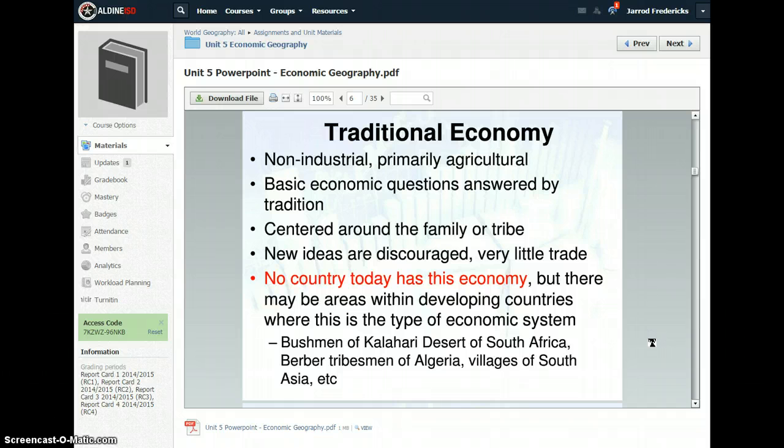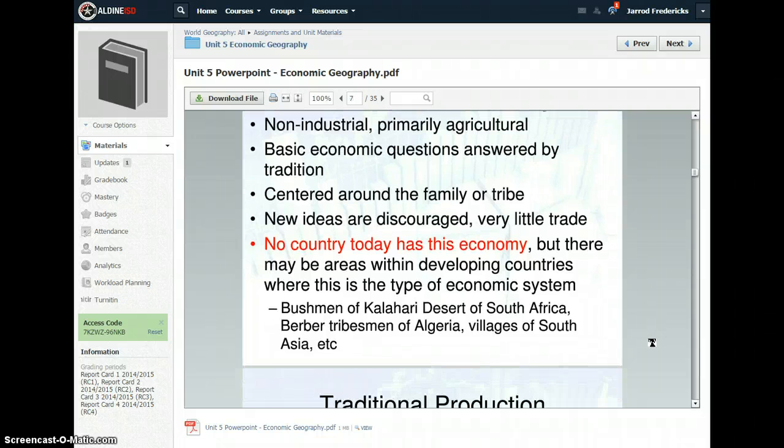This means that new ideas are discouraged and there is very little trade because there's no innovation. There are no new ideas to improve their lives. They instead are doing the same thing generation after generation. No country today has this economy, but there are developing countries on the lower end of the industrial spectrum where this type of economic system exists in small areas. My examples here are the Bushmen of the Kalahari Desert in South Africa, the Berber tribesmen of Algeria, villages of South Asia, etc. Areas where the country as a whole has moved on, but these individual areas have not.